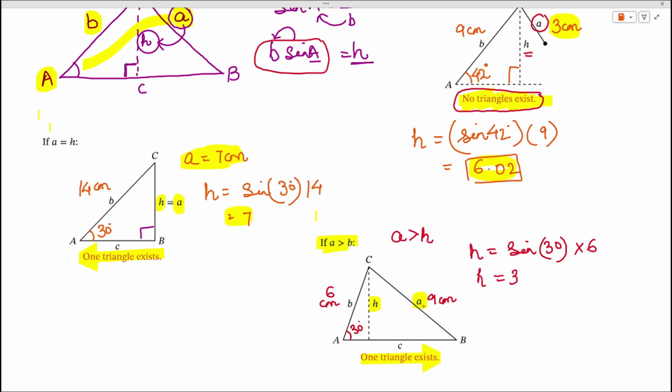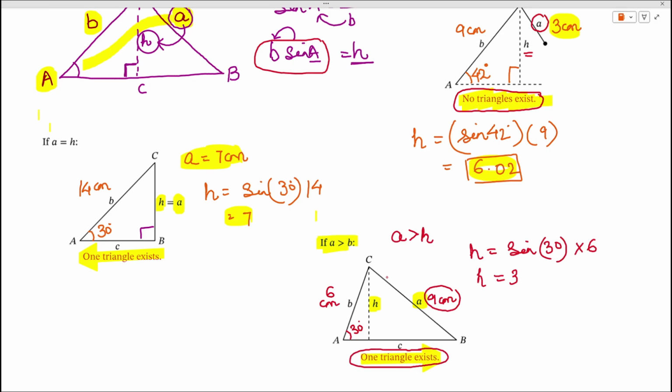Now, because the given side is longer than the height, then definitely there is a triangle existing, but we need to see whether there's a possibility of one triangle or two triangles. For that, we'll compare the opposite side given to the angle with the other side. So because 9 is longer than 6, there is only one possibility of the triangle.